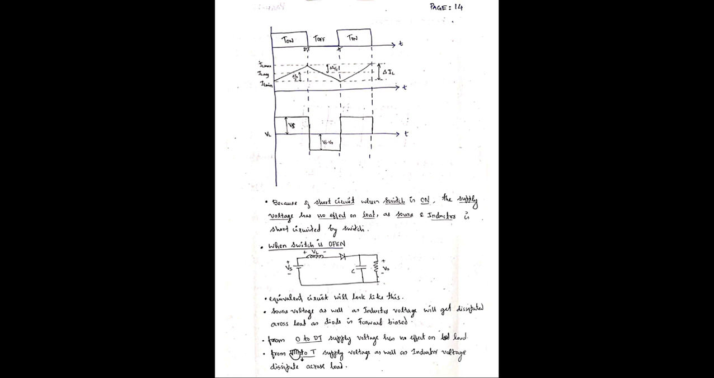So from 0 to dT, supply voltage has no effect on load, because this switch will be on, and the inductor will be charging in this direction only. So this source and this diode will be reverse bias, so this source and this output load will not be having any effect. Supply voltage has no effect on load. And from dT to T, supply voltage as well as inductor voltage will dissipate across the load.